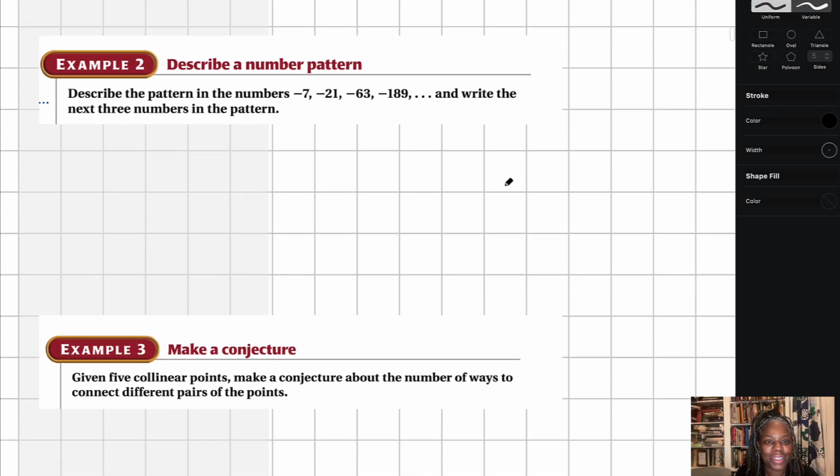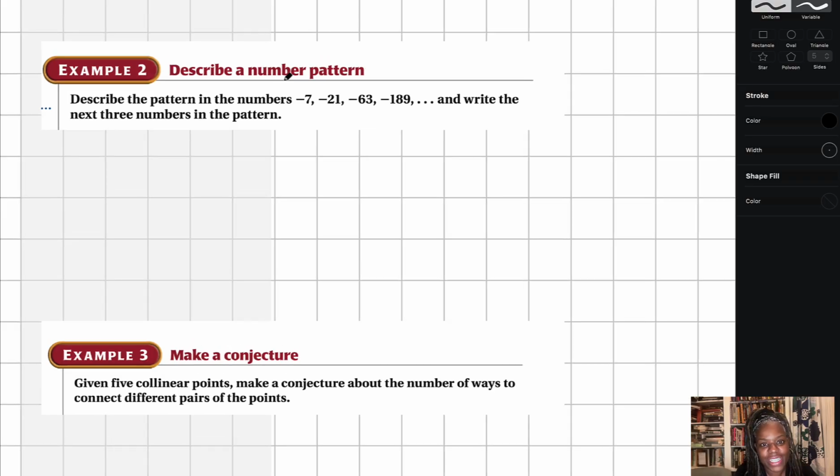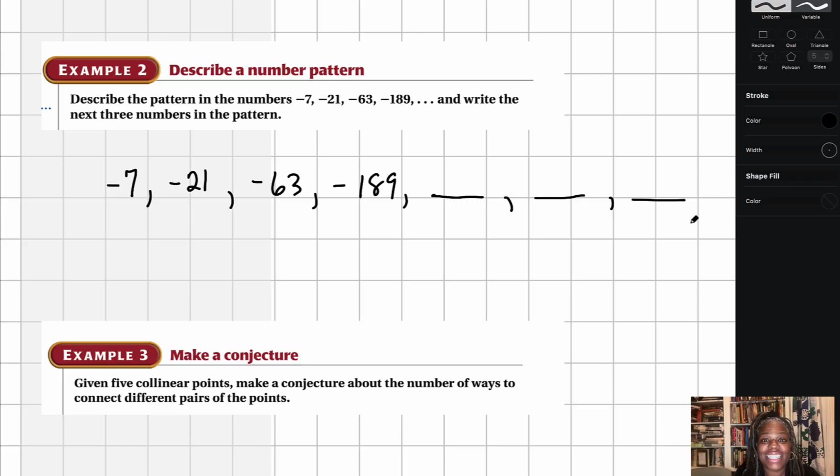Let's look at this next one. Sometimes patterns aren't figures, they're numbers. And so what we need to do is see if there's a way to figure out what's going on. So we start off with -7. We move to -21. And this is where multiplication facts are important, my friends, for you to notice relationships and to see things. So it says describe the pattern and then write the next 3 numbers in the pattern. So we're looking for 1, 2, and 3. I think you should pause me and see if you can figure it out.